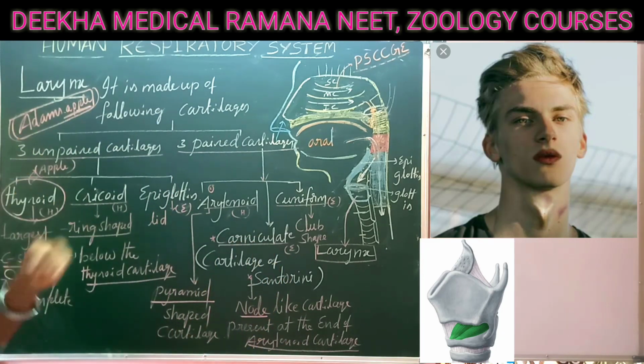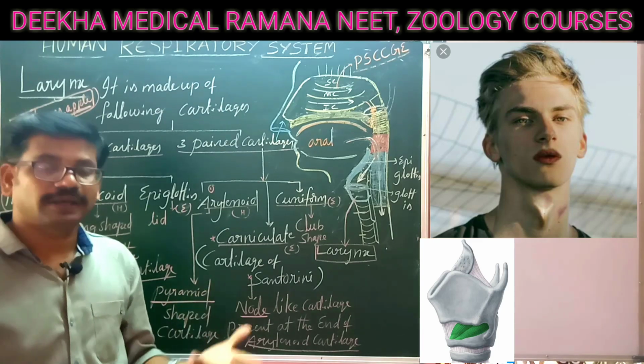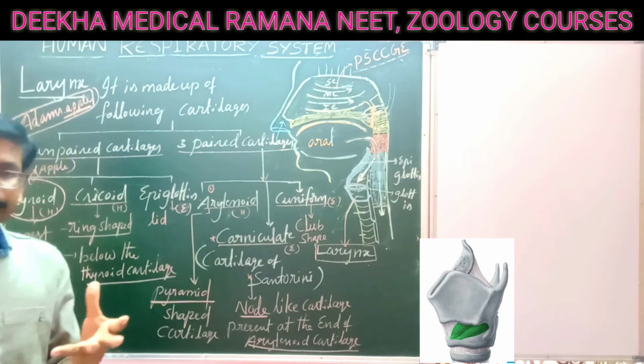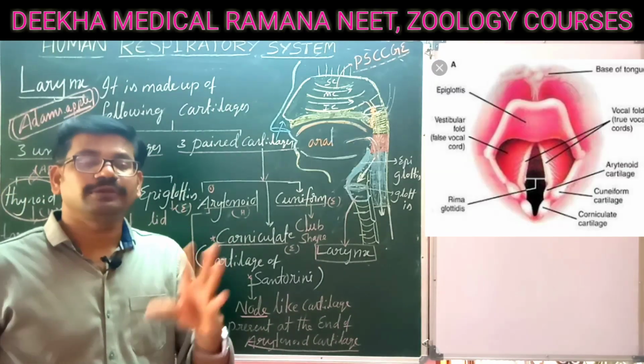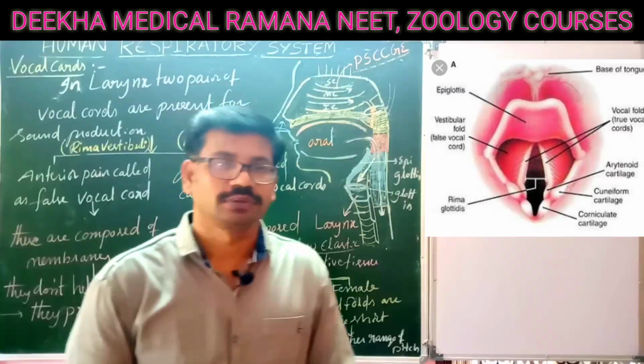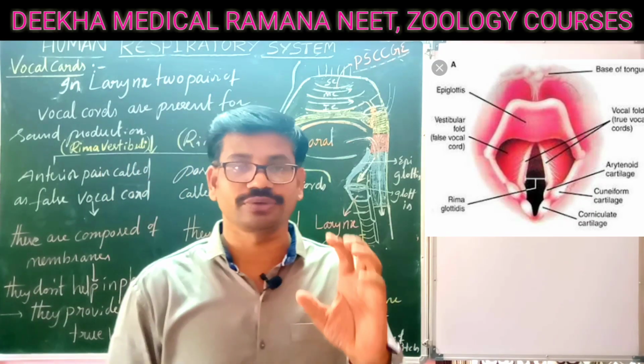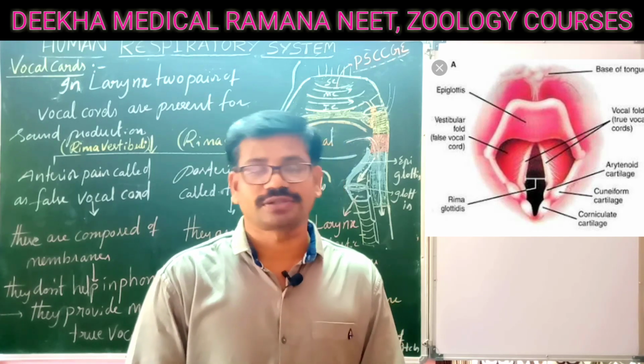So due to overdevelopment of this Adam's apple and development of the vocal cords, the voice will be different. We will see about the larynx. Generally the larynx is nothing but the sound box or voice box because it produces voice or sound.